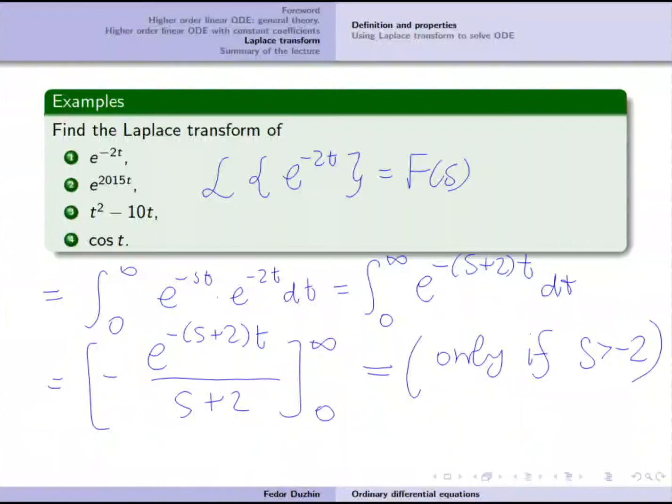And we are going to have the following thing. So the minus the limit of e to the minus (s plus 2)t as t goes to infinity is going to be 0. So 0 over s plus 2. Minus and minus gives us plus, so plus. If t is 0, then e to the minus (s plus 2)t is 1. So 1 over s plus 2.